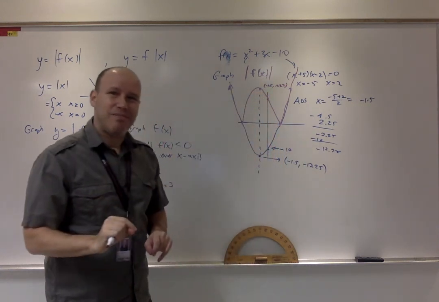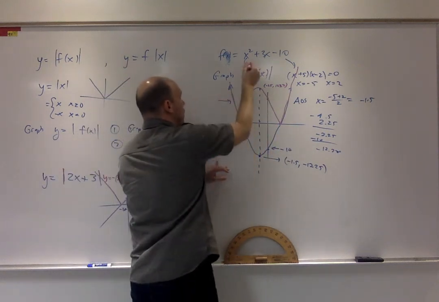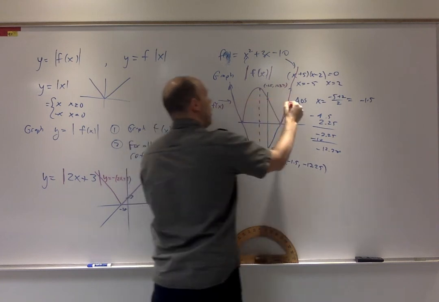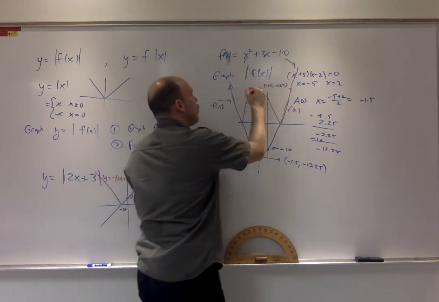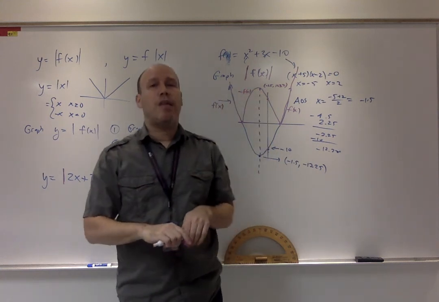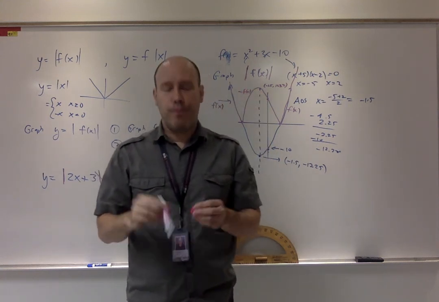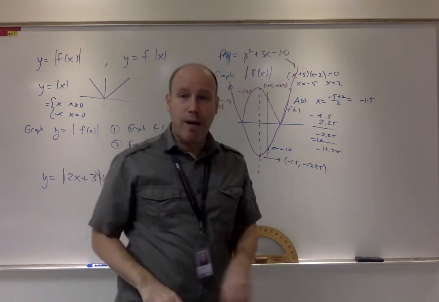Once again, if you think about it, these two branches here are still f of x. This is f of x, but this reflected curve is actually negative f of x. As I said before, we're going to use that to help us solve problems. I'll be back with another video.